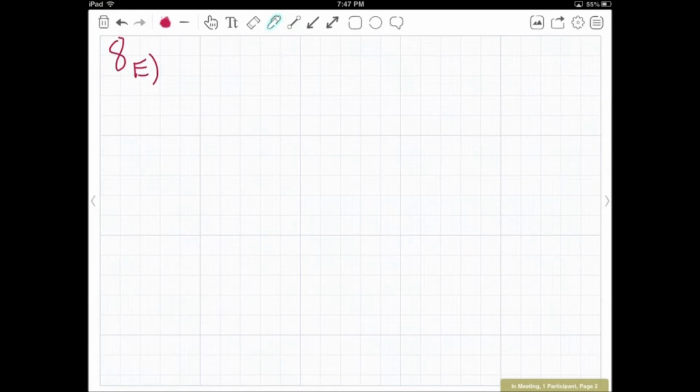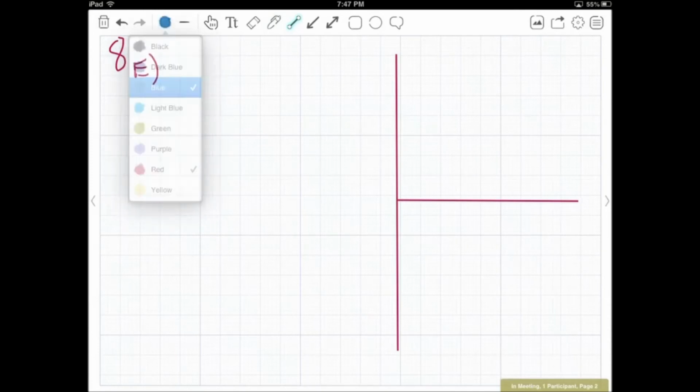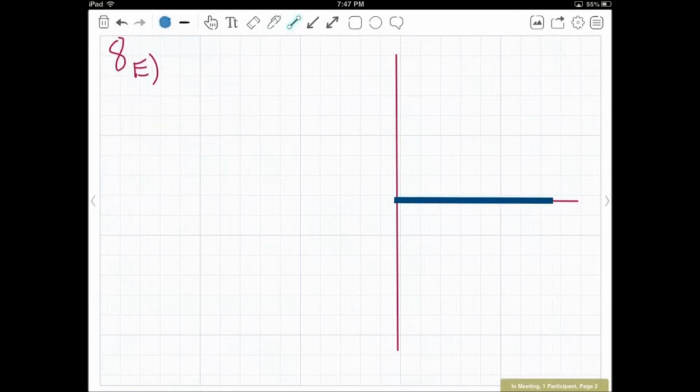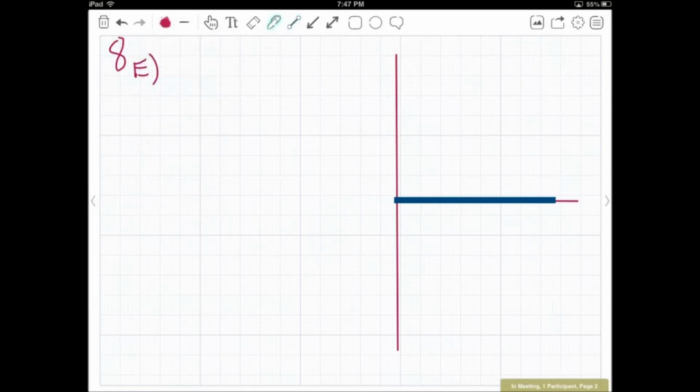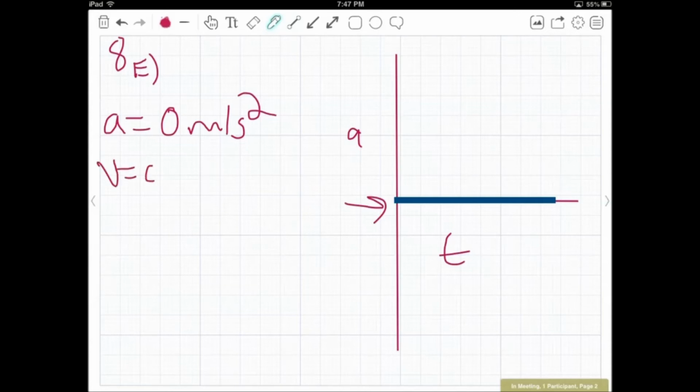8E. 8E is an acceleration time graph. This one's really easy. Your line is on the origin. So here's what we can say. Acceleration is equal to 0 meters per second squared. Why? Because it's on the part of the graph where a equals 0. This means that the velocity is constant, since we don't have an acceleration. And that's all you can tell from this graph.